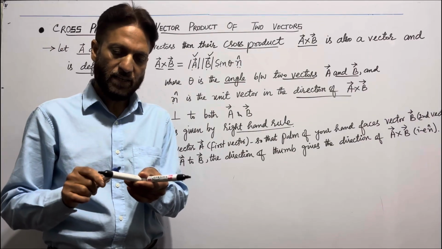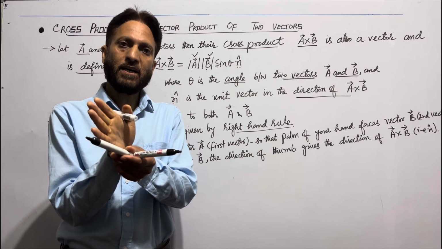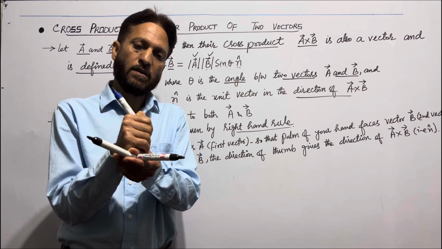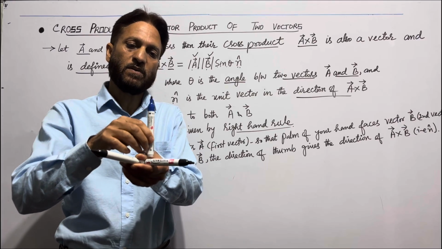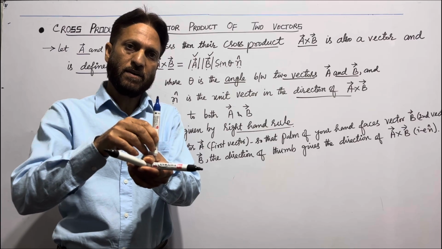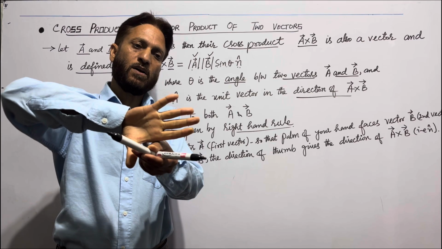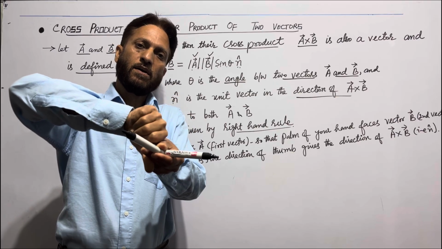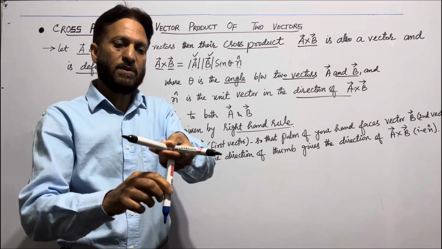Suppose this is vector A, this is vector B, then I will curl my right hand from A to B. And the direction of thumb, that is direction of A cross B, is upwards, which is perpendicular to both A and B. If I want to find the direction of B cross A, then I will curl from B to A. And the direction is again given by the thumb, which is downwards. It will be like this.